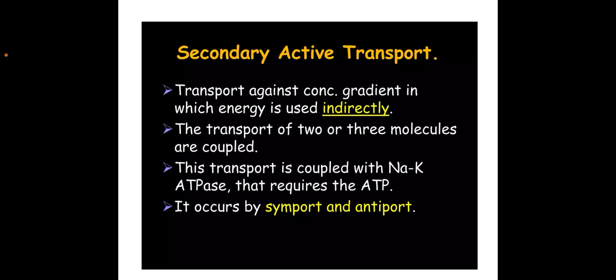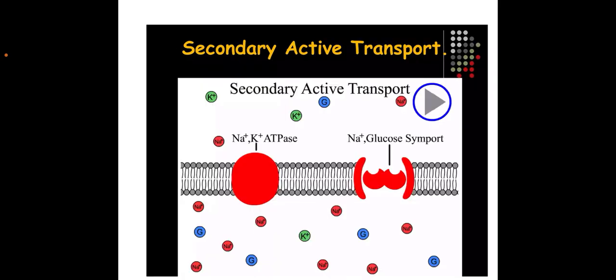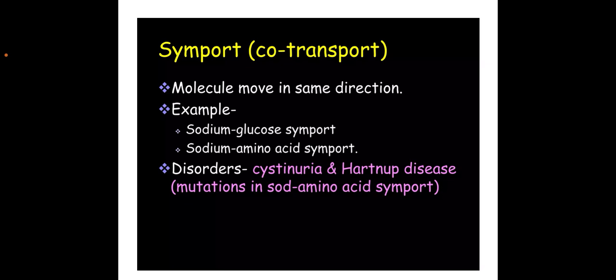Next is secondary active transport. Transport against the concentration gradient in which energy is used indirectly. The transport of two or three molecules is coupled. The transport is coupled with the sodium potassium ATPase that requires ATP. It occurs by symport and antiport. So symport is a co-transport. Molecules move in the same direction, such as sodium glucose. That is symport.